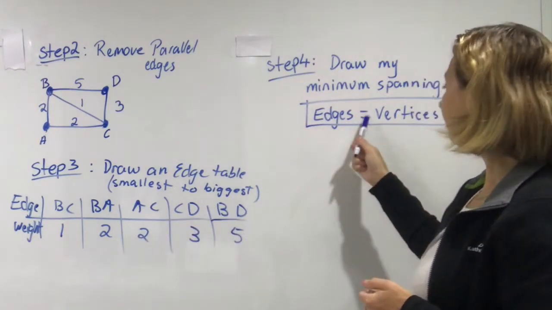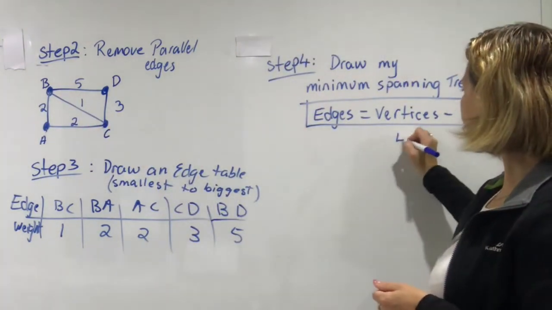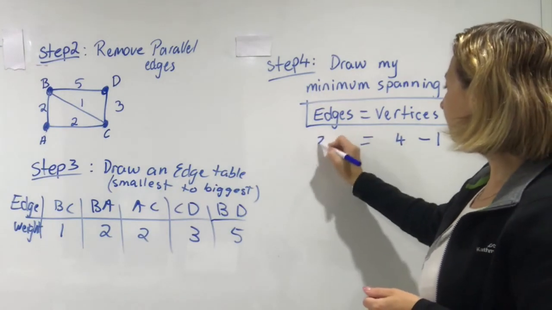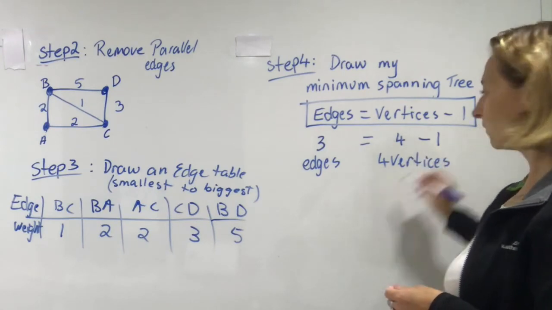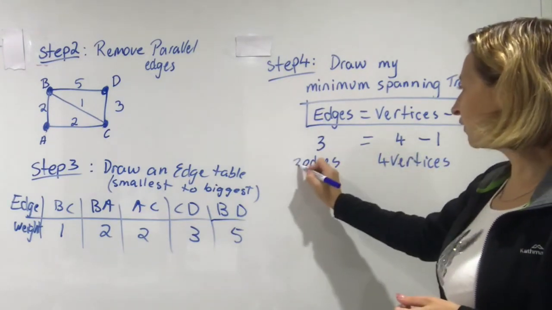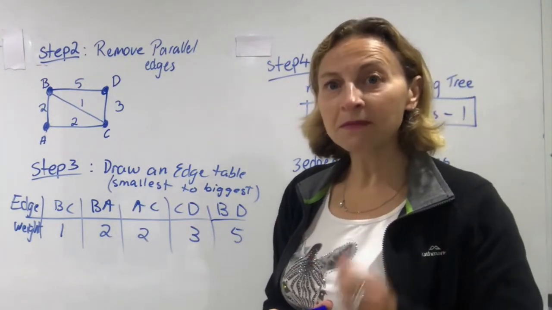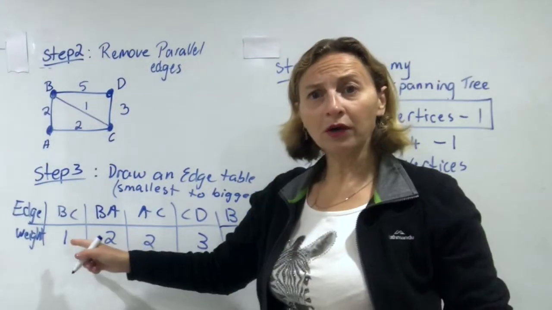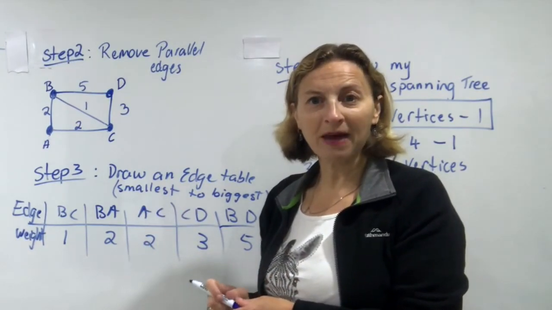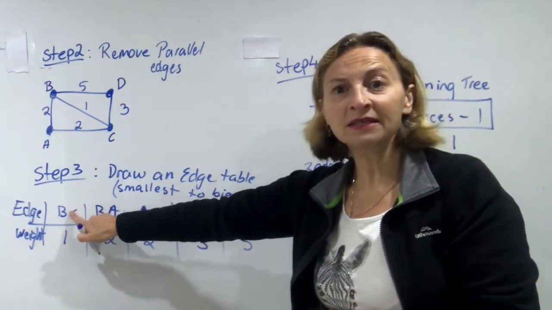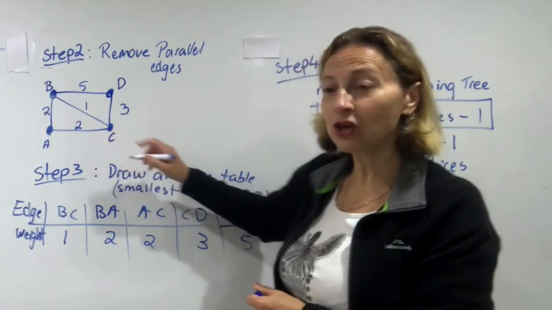So I need to look at how many vertices I have. 1, 2, 3, 4. I have 4 vertices. So I need 3 edges. Three edges, 4 vertices. So that's what I need to concentrate on now when I want to draw my minimum spanning tree. Now I can look at my edge table, and just directly from the edge table, I can draw my minimum spanning tree. It tells me BC1 first. If you would like to do it in the same direction as your original picture, that's okay.